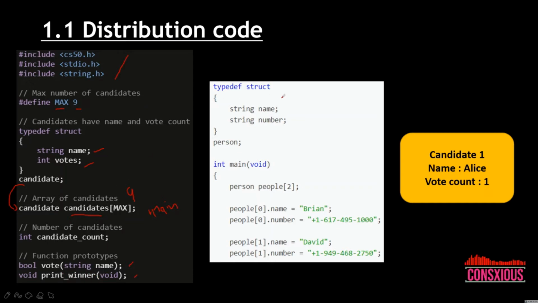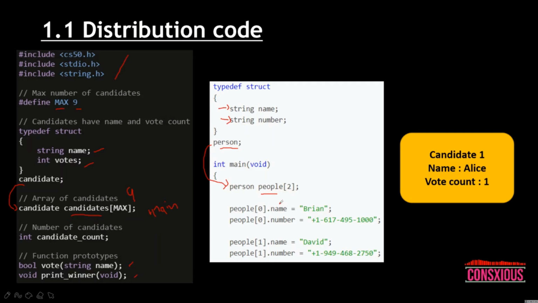Let's take a look at the typedef struct. You can see here we try to create a new data structure called person, which has these 2 characteristics, the name and the number, both in string form. In main(void), you can see this is like a new data type here. We declare a new variable people of size 2.